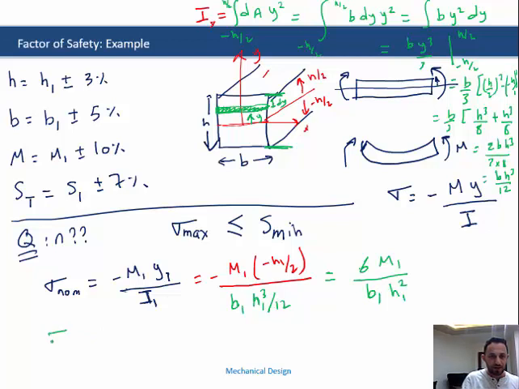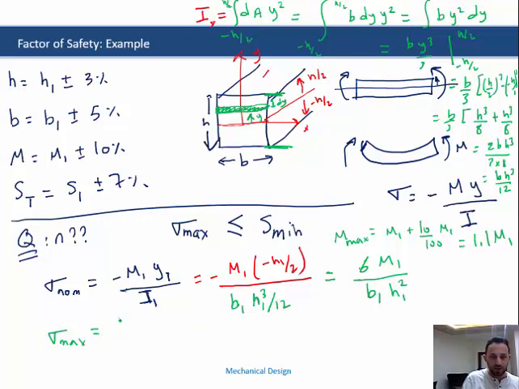So sigma max would be equal to 6 m1. Okay, we take the m1 to be the maximum. So I will calculate this. m max would be m1 plus 10% of the m1, which is equal to 1.1 m1. Okay, so sigma max, in order to take the maximum moment, it should be 1.1 m1.